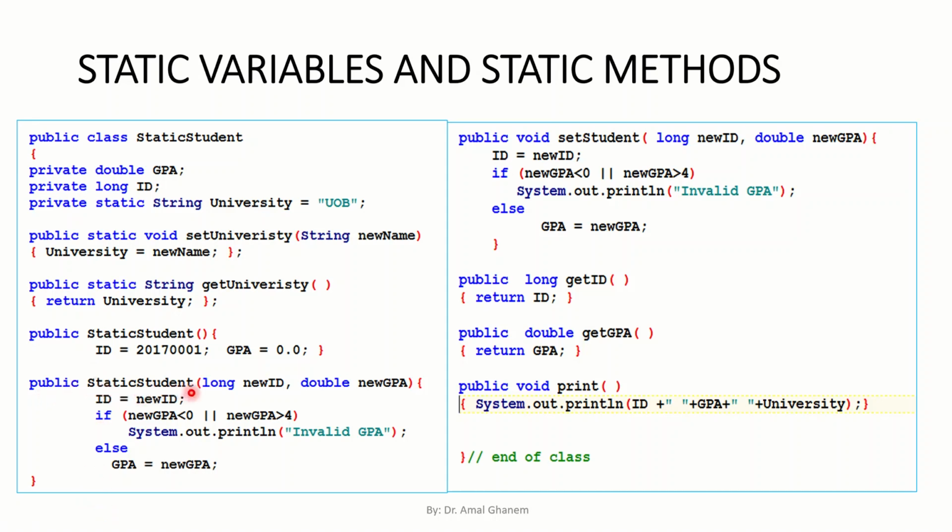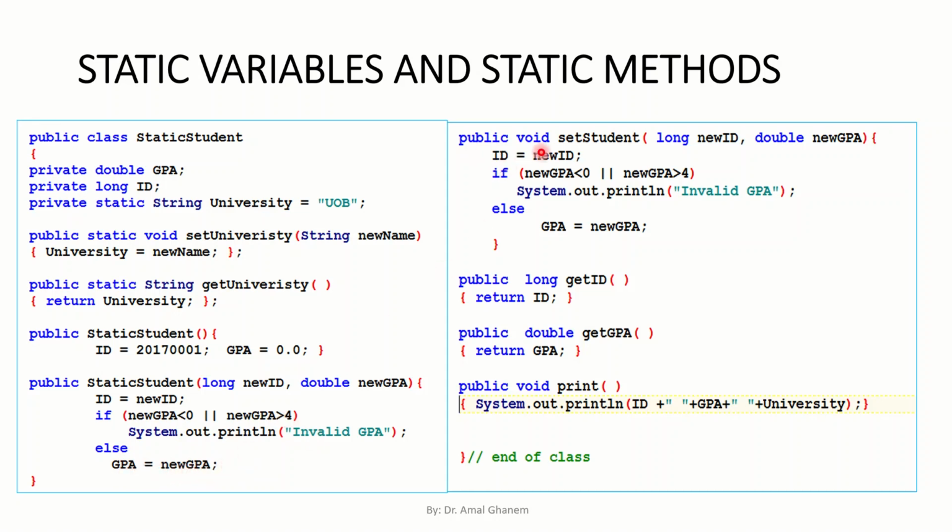Public static student long new ID double new GPA. So this is again a method that has the same name as the class, which means I should have the new ID and the new GPA. We will take the new ID and save it in ID. If the new GPA is not valid, not between 0 and 4, we will output a message. Otherwise, we will say GPA equals new GPA.